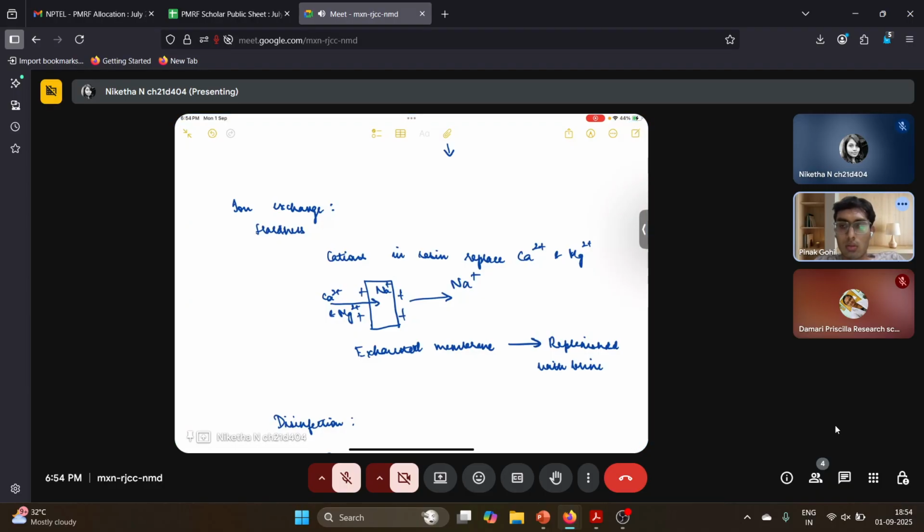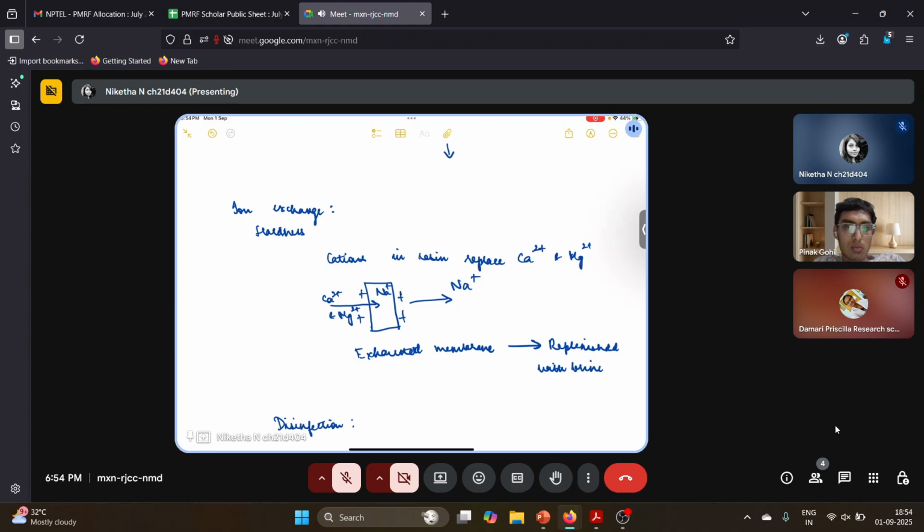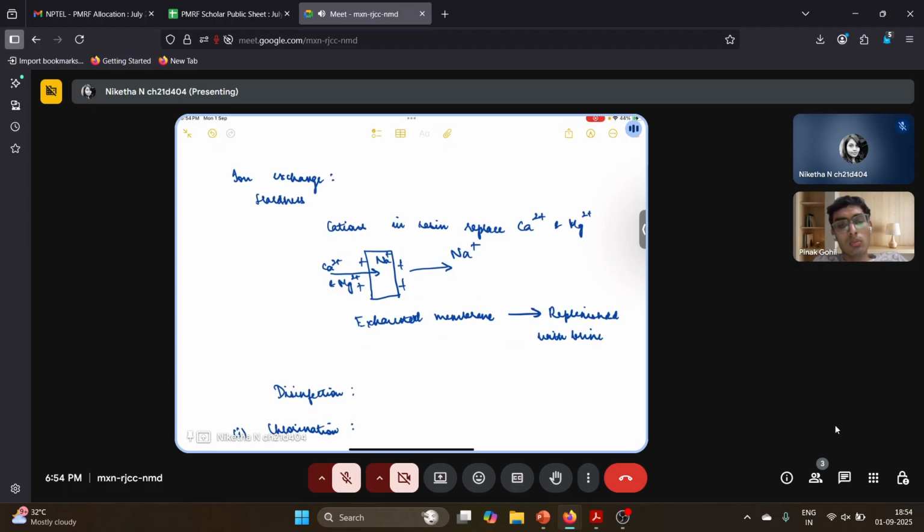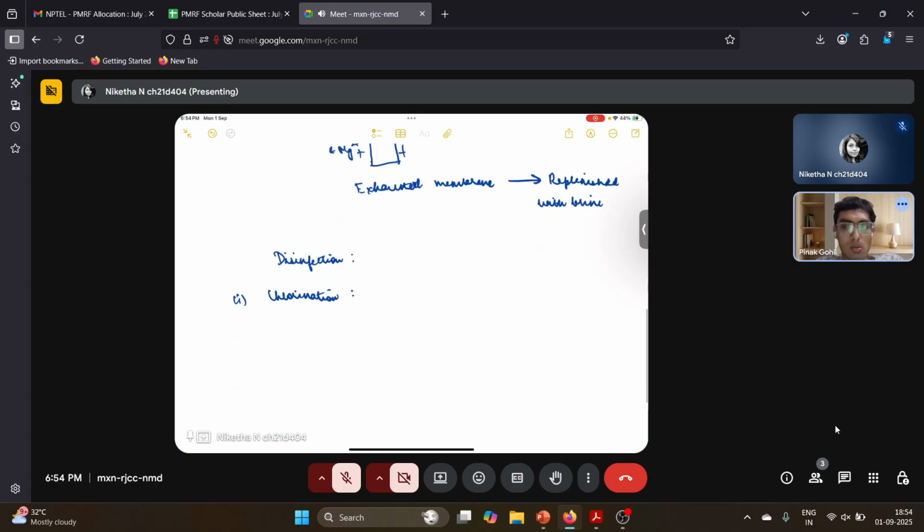Okay. But we are not concerned about that. We are only bothered about the positive charge because calcium and magnesium chloride will also cause hardness. So that is why it is important to replace the cations in the solution mainly. We are not concerned about the anions in this method. Okay.